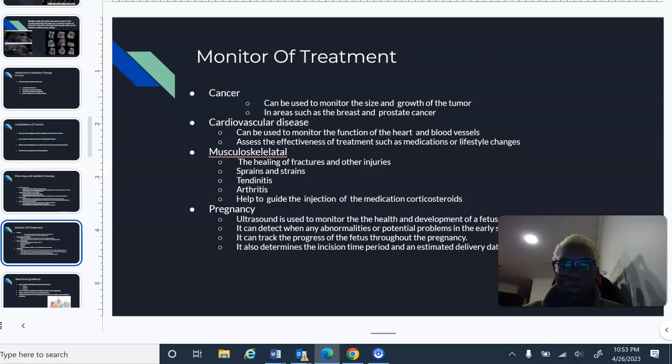Monitoring of the treatment. Cancer. It can be used to monitor the size and the growth of the tumor in areas such as the breast and prostate cancer.